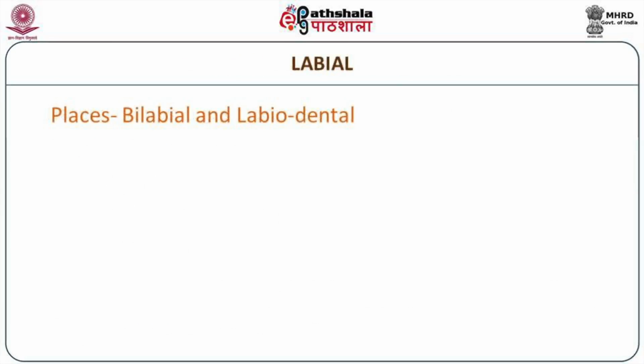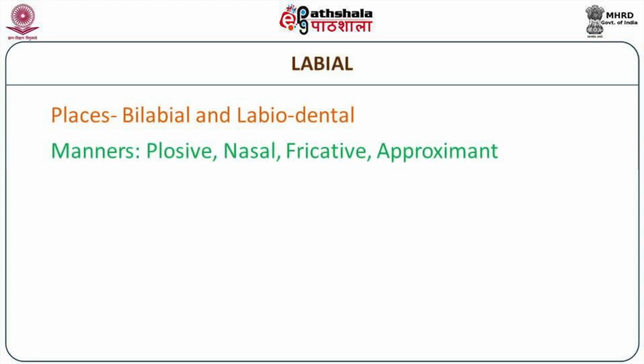We will begin with the labial sounds. There are two main places of labial sounds, namely bilabial and labiodental. And there are four main manners of articulation which are produced at these places of articulation. These are plosives. So we have bilabial plosives, we have bilabial nasals, we have bilabial fricatives, and we have bilabial approximants. Some of those manners, such as fricatives and approximants, are also labiodental.